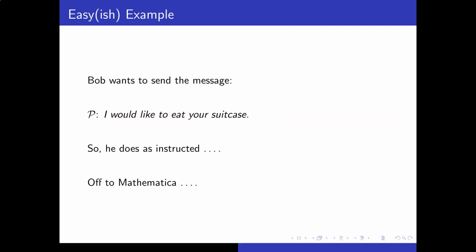Okay. So Bob on the other side of the world wants to send a message to Alice, and he's going to send the message, "I would like to eat your suitcase." And if you get that reference, then you have knowledge of very obscure movies. Okay, so that's what he wants to do, so he's going to do as instructed. Now, one of the things about those values that Alice gave, those things are huge. He's going to need pretty serious computational power to do it, so big surprise, off to Mathematica we go.